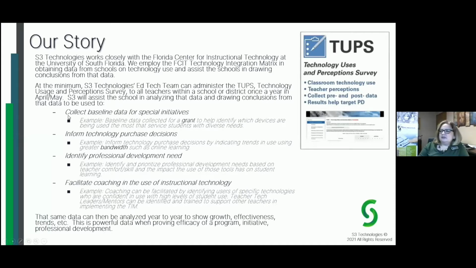And just to let you know, these are some of the ways you can use that data. We use it to collect baseline data, especially for grant writing or funding. So you can say, this is where we are, this is where we want to be. And then you can actually show that in data, which grant organizations love when you can show that you're using the money the way you intended to and that there were actually results. It's very hard to show that professional development is working.